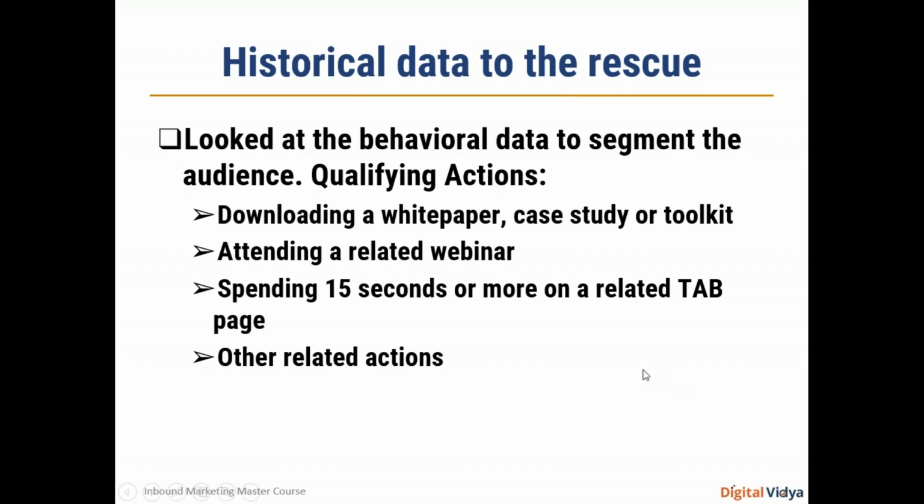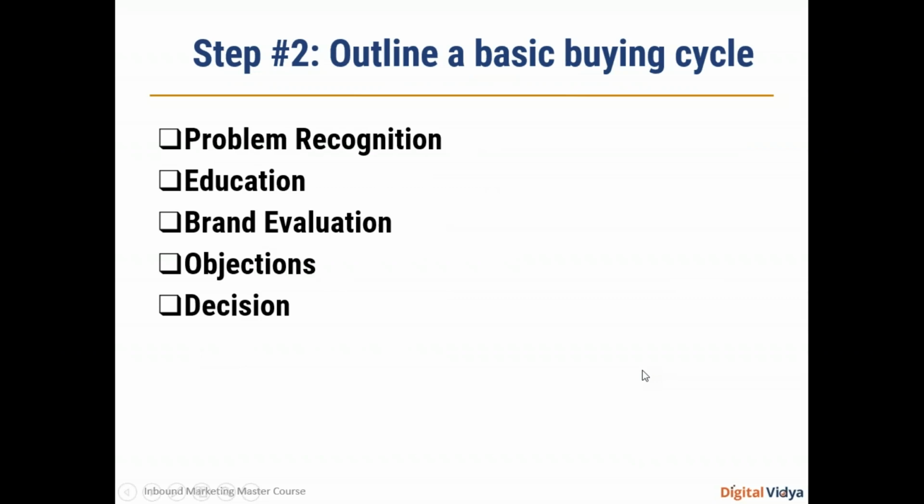Now, post segmenting the audience, they said, okay, in our space, in the buying journey, what are the different stages a user has to go through before buying a product? First, the user recognizes a problem, then they start educating themselves, then they start evaluating certain brands, they will have objections, and finally they make a decision. So these are the 5 stages they outlined.